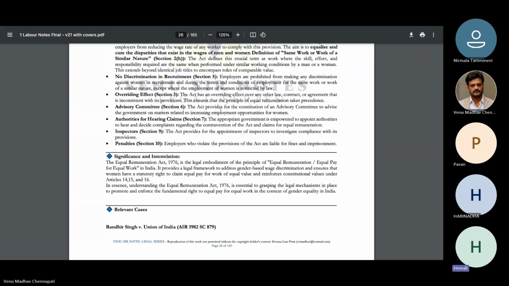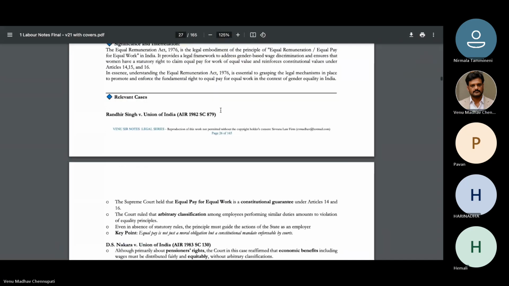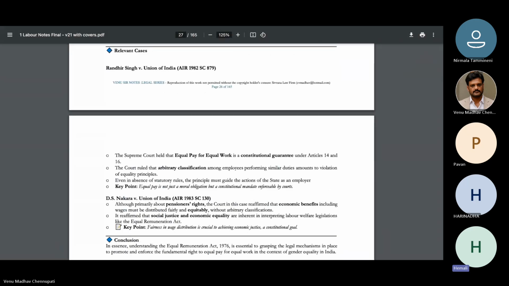Although primarily about pensioners' rights, the court in this case reaffirmed that economic benefits, including wages, must be distributed fairly and equitably without arbitrary classifications. It reaffirmed that social justice and economic equality are inherent in interpreting labor welfare legislations like the Equal Remuneration Act. Key point is fairness in wage distribution is crucial to achieving economic justice, a constitutional goal.